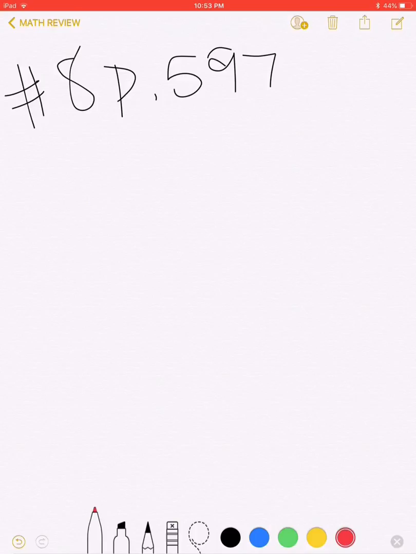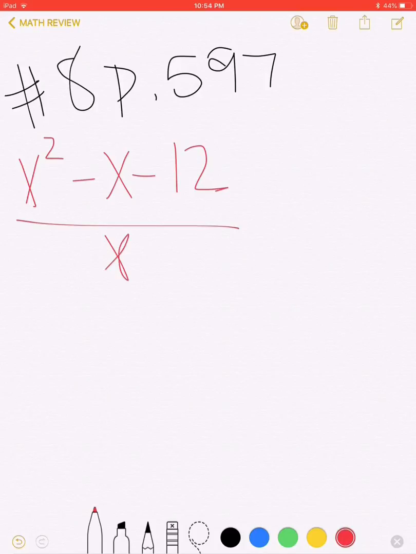So the question was asking me to identify the zeros and the vertical asymptotes of each function and then graph them. So my starting equation was (x squared minus x minus 12) over x, and the first thing I'm going to do is find the zeros.